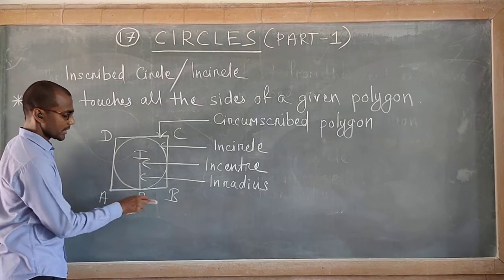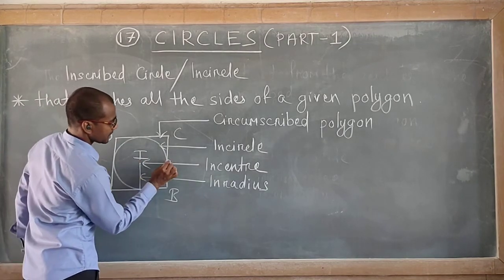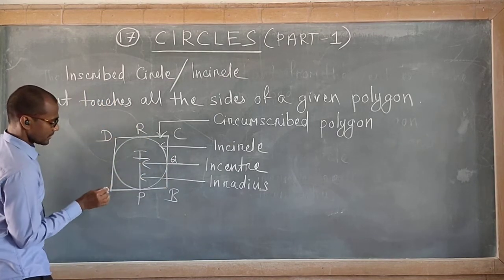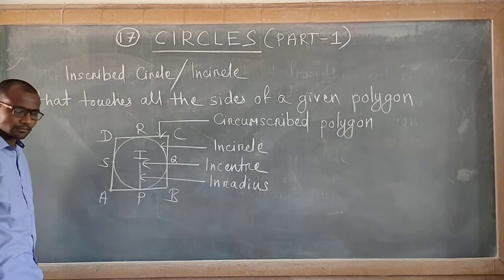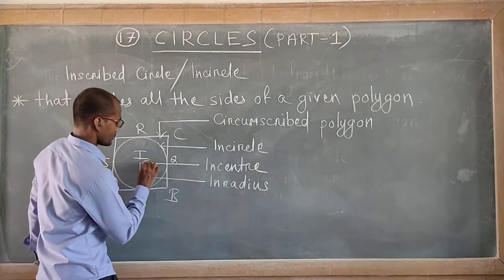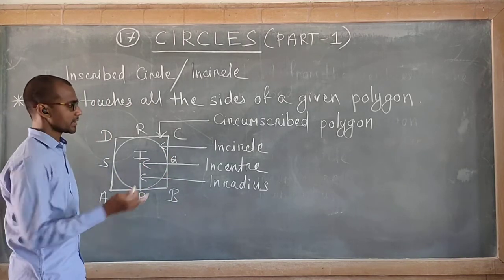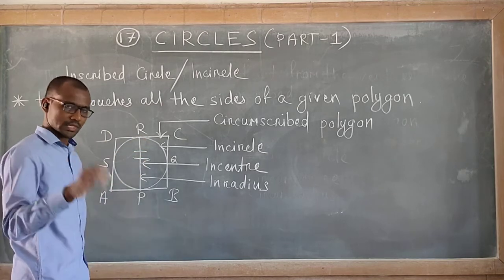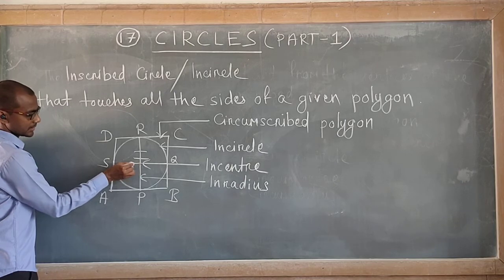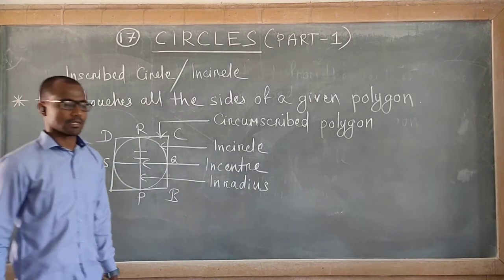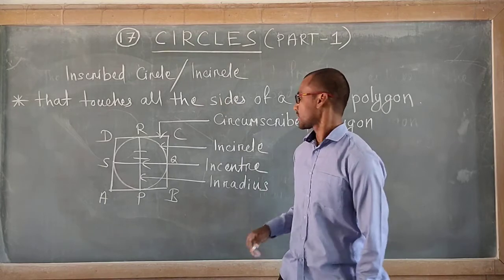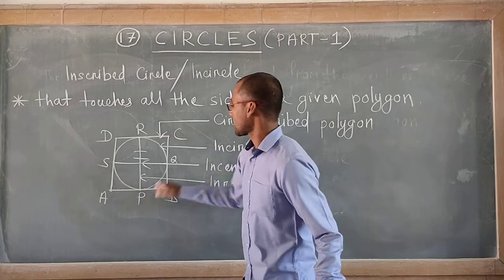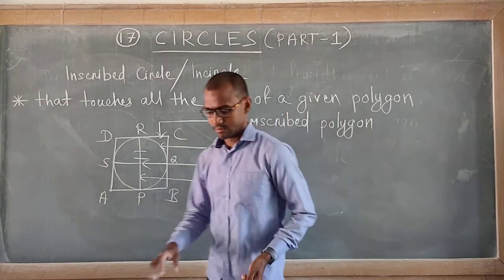That means the circle is touching AB at P, BC at Q, CD at R and AD at S. If we join IQ, we will get one more radius which is inradius. If we join IR, we will get another radius, same inradius. If we join IS, we will get another radius which is inradius. So all these will be same. So we can say the incenter is equidistant from all the sides of the polygon. So we can write it.